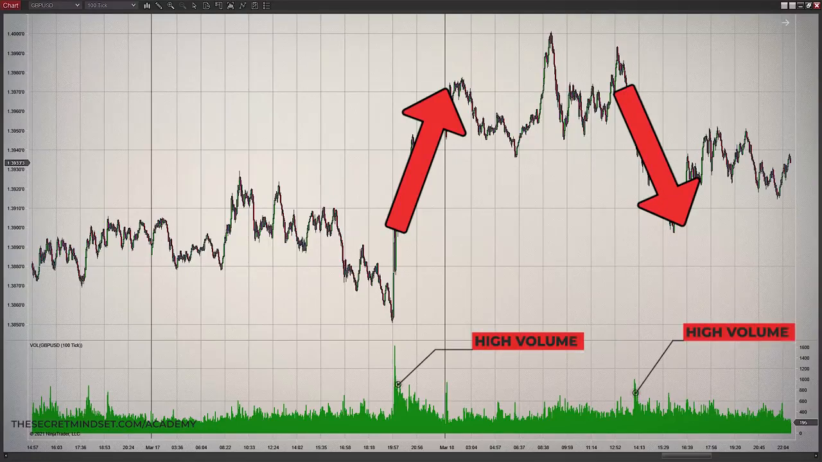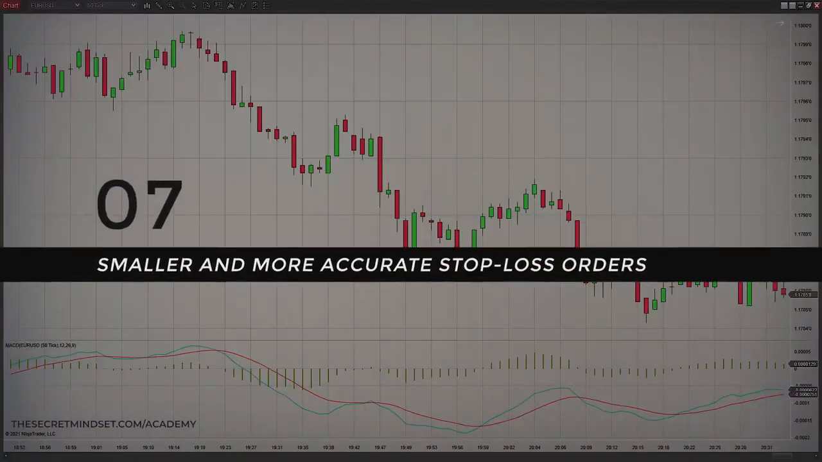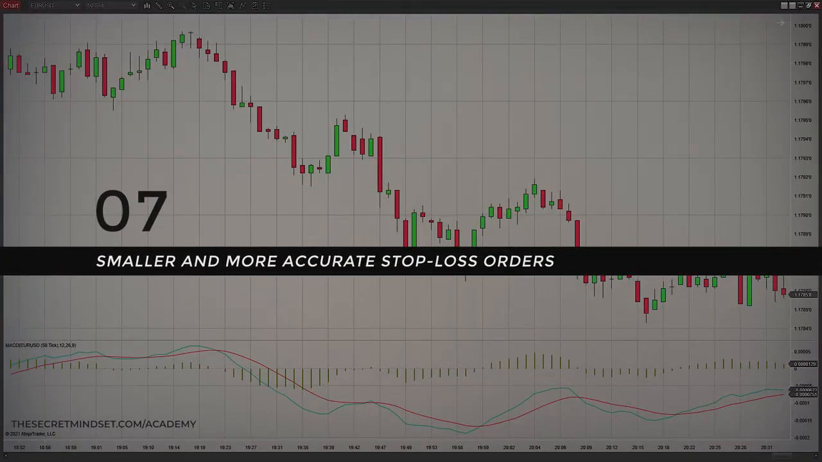This allows you to see which price movements are supported by high volume and which aren't. It essentially tells you which trends are supported by smart money and which ones are just retail money, making it likely to turn over. Number 7. Smaller and more accurate stop-loss orders.